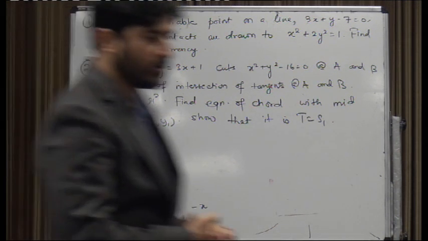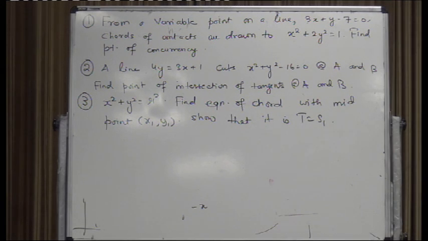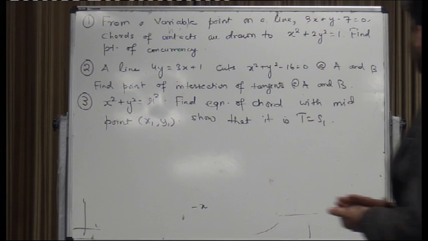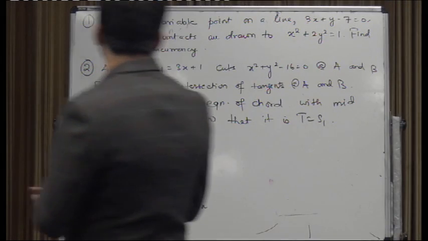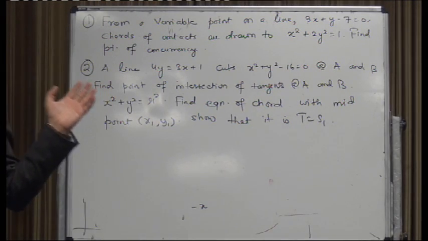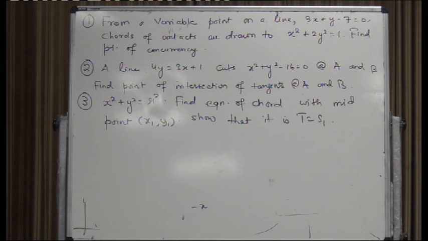ठीक है, सारे क्वेश्चंस हो रहे हैं? पहला दूसरा क्वेश्चन तो बहुत आसान है. From variable point on a line, chords of contact are drawn to this. Find point of concurrency. We have been talking for the last 10-15 minutes about it. Second question is also the same. Hannah, you have to tell me the opposite one now, the point of intersection of tangents. The question is basically more or less same, but the scenario is different.